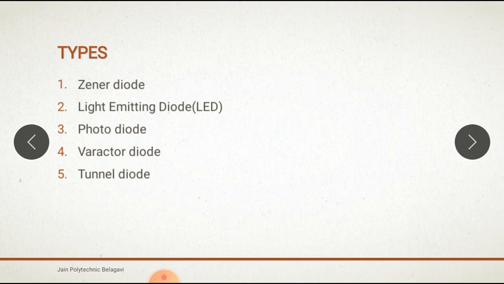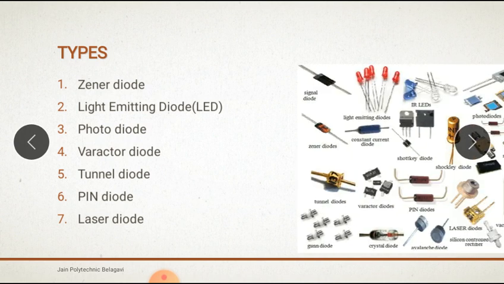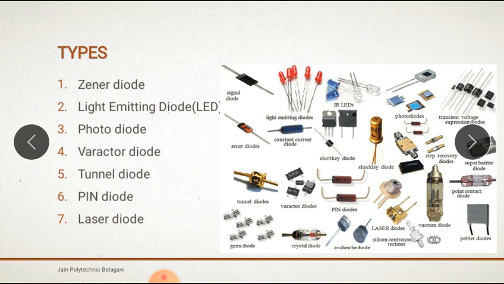Tunnel diode is used in oscillators to produce undamped oscillations. PIN diode is used for both signal and component selection and to detect X-rays and gamma rays. Laser diodes are used in fiber optic communications, barcode readers, laser pointers. Here are some images of diodes. You can see here LED, Zener diode, tunnel diode, crystal diode, laser diode and all.